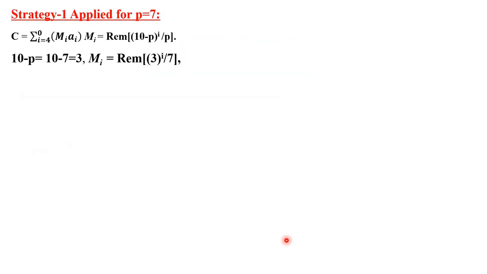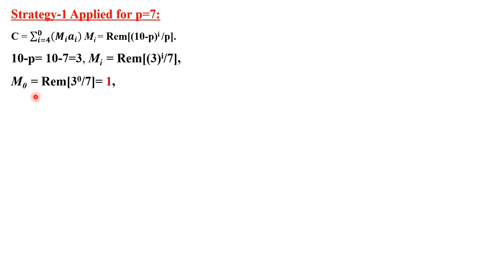Well, now we are going to apply strategy 1 for p equal to 7, that we have already done for the other prime numbers 2, 3, 5, 11. So here the recipe is that we have to find the mi, the multipliers, and the multipliers are nothing but 10 minus p to the power i divided by p, taking its remainder, right? So here p is 7, so 10 minus p is 3, so mi is the remainder of 3 to the power i by 7, for i equal to 0, 1, 2 up to n. Okay, now let us see one by one.